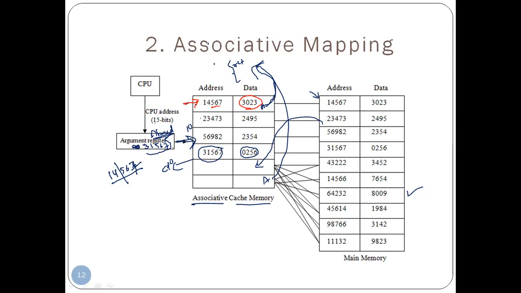Suppose this data is not there, or else 5, 6, 7 will come, and this other 5, 6, 7 will also come. Why? Because the index values for both are the same. So now 14, 5, 6, 7 will come, and 31, 5, 6, 7 will come. Out of these two, I'll check for 14. This is the 14, so this data will be given to the CPU. Like this, the index value is the same, 567 is there and 567 is there, but the tag value is going to be different. That is how we do the associative mapping.